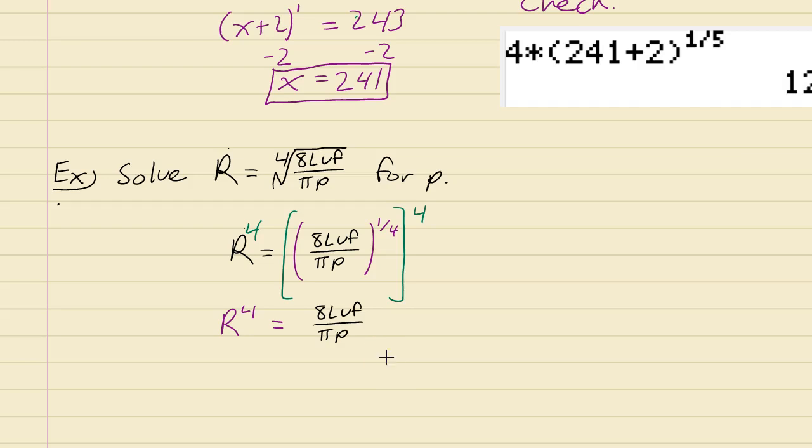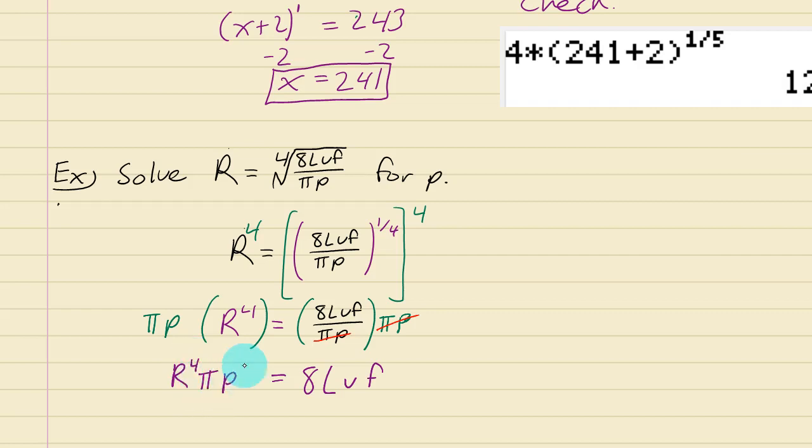I always like to do something like this when there's fractions involved and I want to get rid of the fractions. I always think it's a good idea to multiply both sides by the denominators, like so. That will give you, over here on the right side, it just cancels out, so you get 8LVF, and over here we got r to the 4th times pi times p.